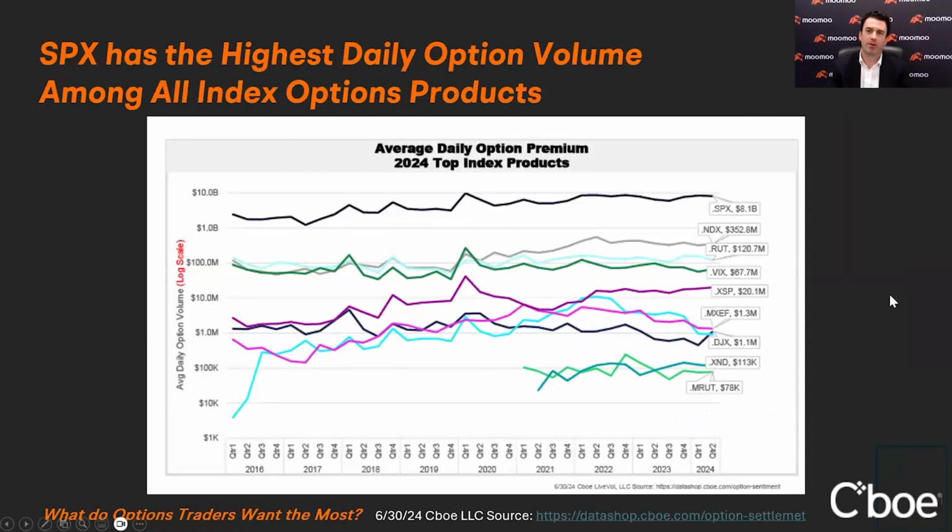And here we have another great piece of data from Cboe talking about average daily option premium for the top index products. SPX had the highest daily options volume among all index options products. Is SPX, Vince, only for institutional traders? Is it just too expensive for retail traders? What are some of the low cost strategies in terms of margin in use?